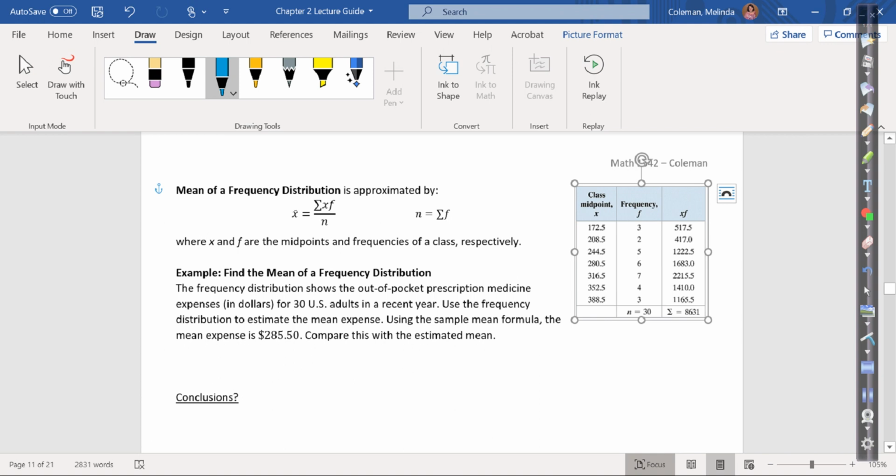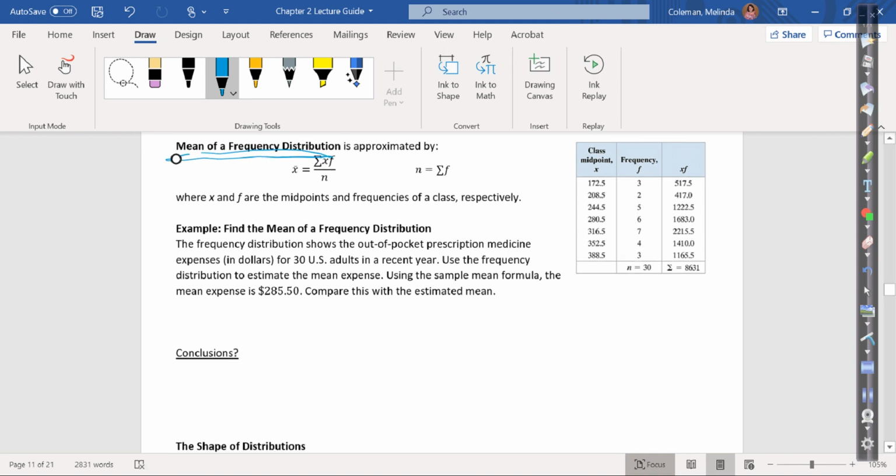Next, it says that we're going to look at the mean of a frequency distribution. All right. So here is your formula. Again, you're taking your X values and you're going to sum up X times my frequency. You're going to divide by N, and N is the number in your sample. So X and F are the midpoints and the frequencies of the classes respectively. That's what's given to us.